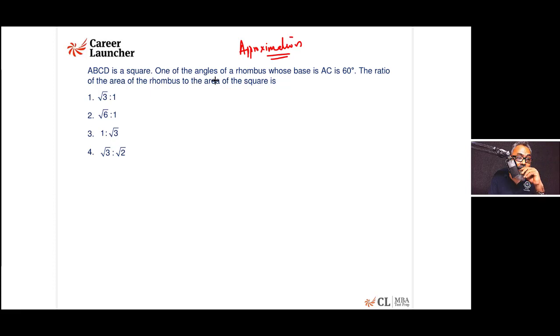Let me explain this. This talks about ABCD being a square, right? So let's pick and draw a reasonably good square. My drawing skill is not all that great, but we'll try and draw this. Okay, we have got ABCD being a square. Great. Then it says one of the angles of a rhombus whose base is AC is 60 degrees.